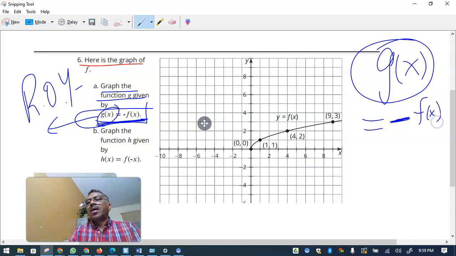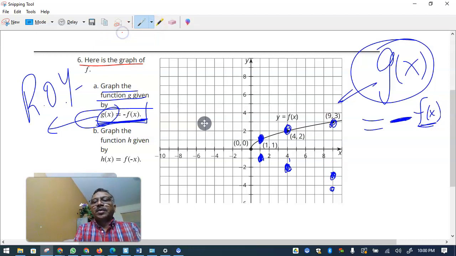It means whatever the output of g of x is, it is the opposite of whatever the output is here. That means this point is right here. The output is 1, 1. It will be right here, 1, minus 1. If it is 4, 2, this will be 4, minus 2. If it is 9, 3, it will be 9, minus 3. And you get a new graph. So simple. So I don't want to waste time here. That's it. You're done.